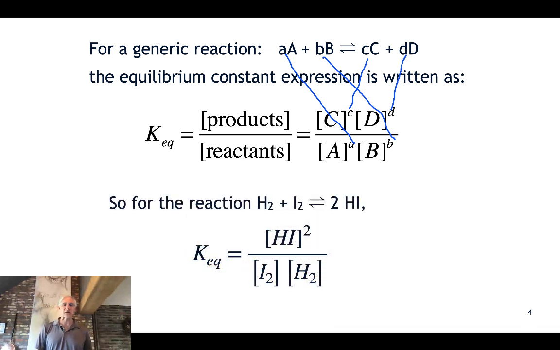So for this reaction here, H2 plus I2 goes to 2HI, we have an equilibrium constant that's equal to concentration of HI squared divided by concentration of I2 times concentration of H2. Okay, that 2, I wanted to point this out here, so the 2 that comes right here is a result of that 2 right there. The I2 and the H2 have no exponents there because their coefficients are 1.